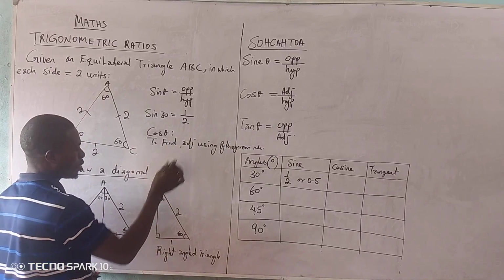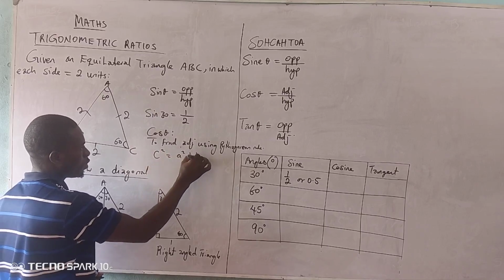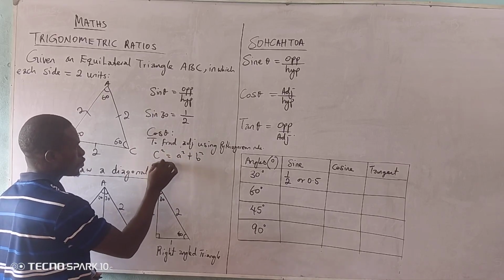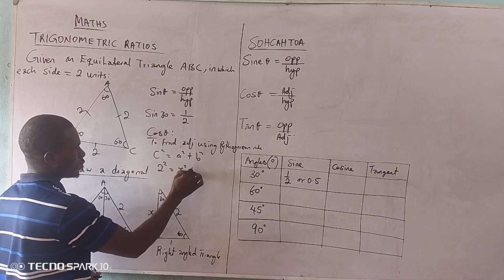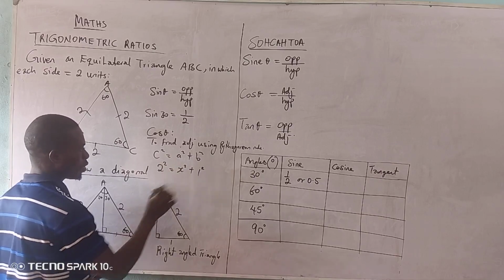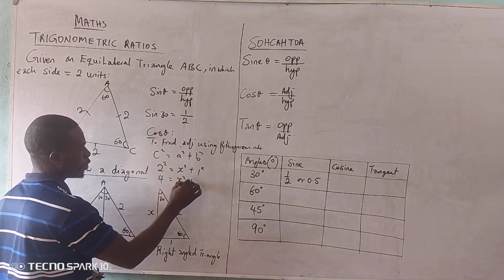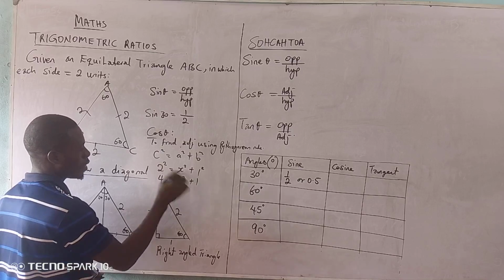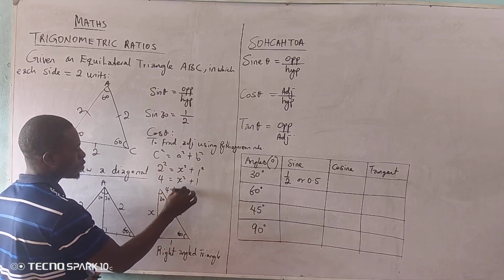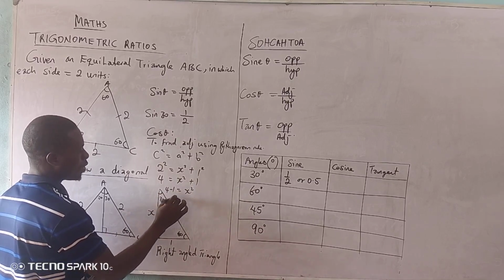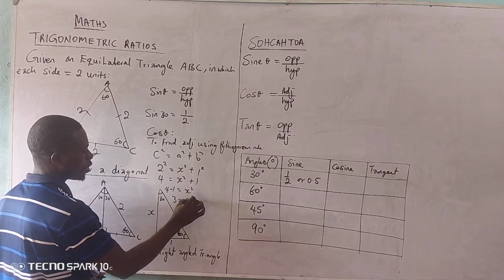The Pythagorean rule says that c squared equals a squared plus b squared, making it 2 squared is equal to x squared plus 1 squared. So 4 is equal to x squared plus 1. Collecting like terms, we have 4 minus 1 equals x squared, and 4 minus 1 is equal to 3, which is equal to x squared.